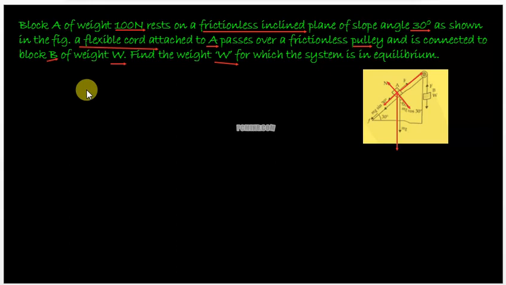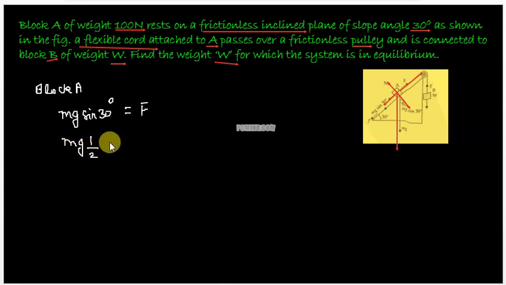Now because the entire system is in equilibrium, for the first block A, it would be in equilibrium if the force acting downwards along the plane, mg sine 30, is equal to the force acting upward along the plane, which is F. Now this F is m times g times sine 30, which is 1 by 2, and that is equal to F. If we substitute the value of mg, that is 100 Newton, half into 100, we get 50 Newton. Therefore F is 50 Newton, but this F is actually denoting the tension in the string.